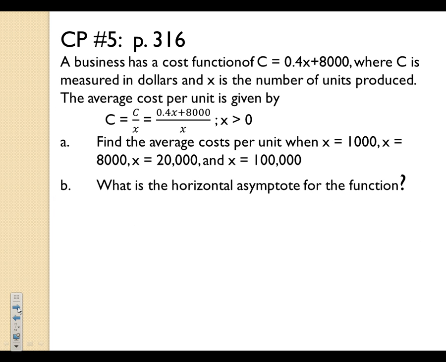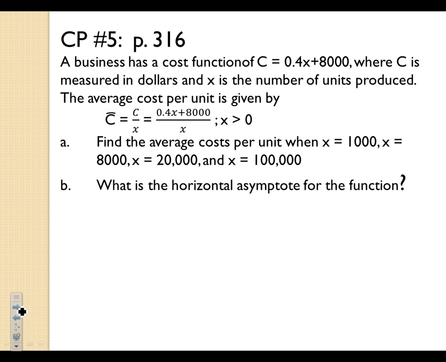All right, checkpoint number 5. We're on page 316, we're almost done. It says a business that has a cost function of C equals 0.4x plus 8,000, where C is measured in dollars and X is the number of units produced. The average cost per unit is given by, now the book, and I couldn't figure out how to type this, so I'm going to add it now, called this function C bar because there was a cost within that cost. So C bar is equal to C over X, which would equal 0.4x plus 8,000 over X.